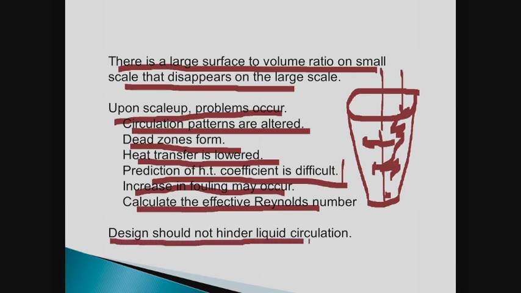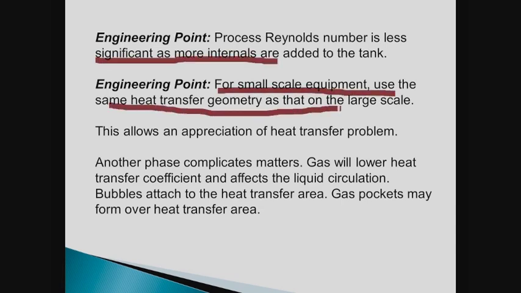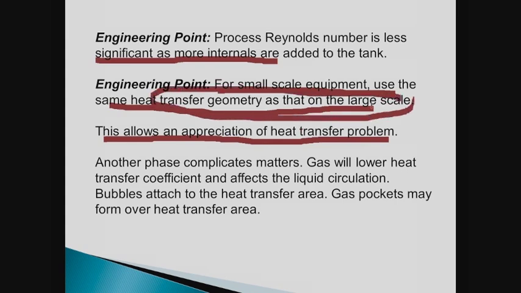Anyway, design should not hinder liquid circulation. That's real difficult when you're trying to put in the heat transfer surface and you're trying to get the heat out. You often block off the liquid circulation. Process Reynolds number is less significant. Small scale equipment should use the same heat transfer geometry as the large scale. This allows for the appreciation of heat transfer problems. I mean, on the large scale, if you're going to use massive internals, then you should try seeing what effect those have on the small scale.